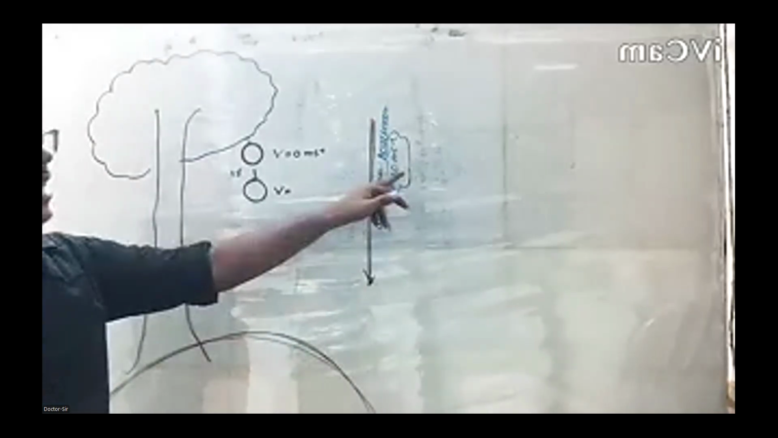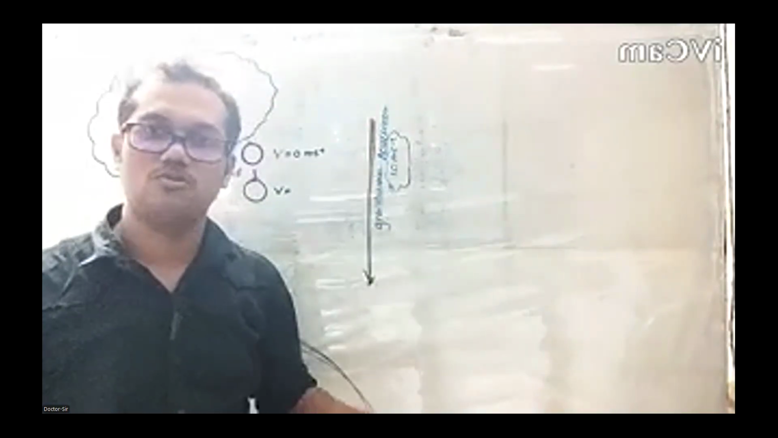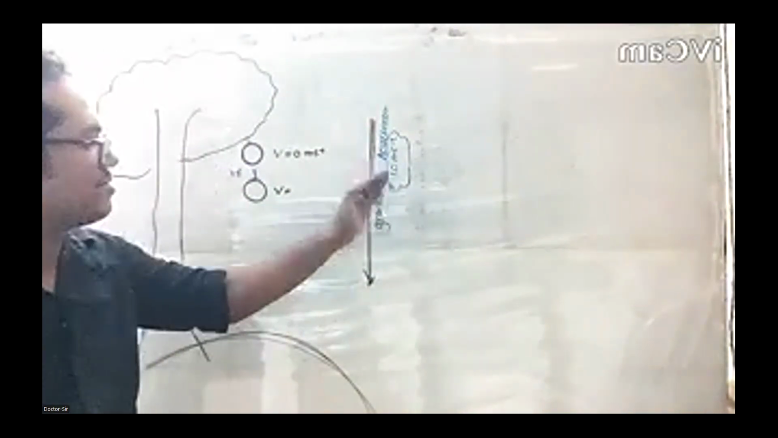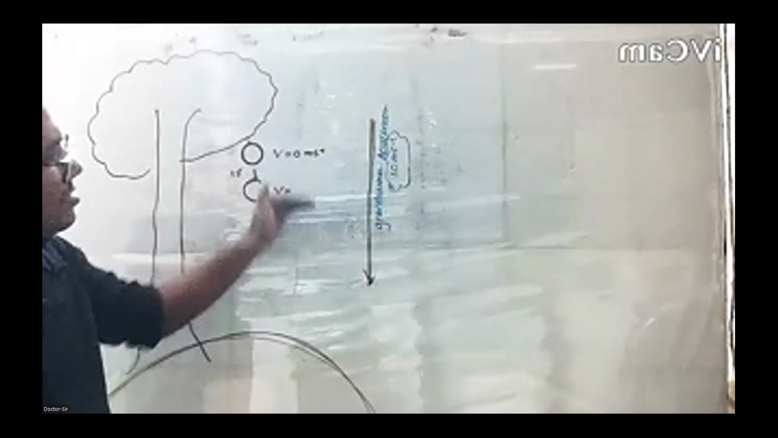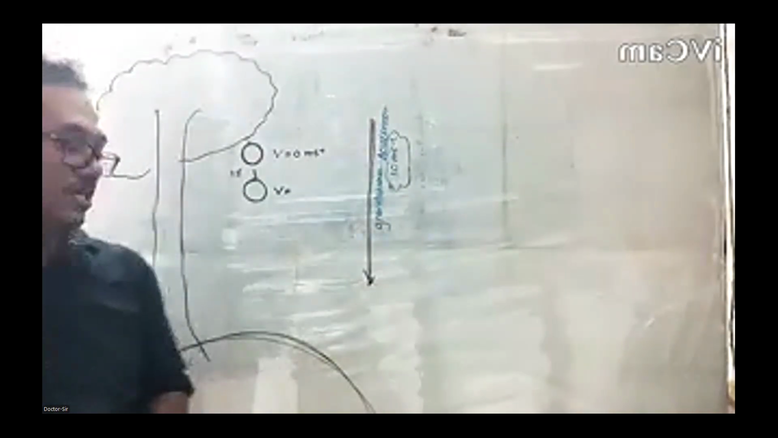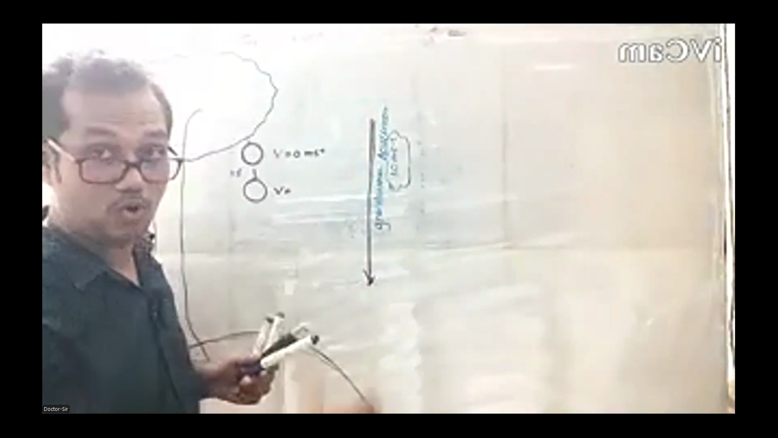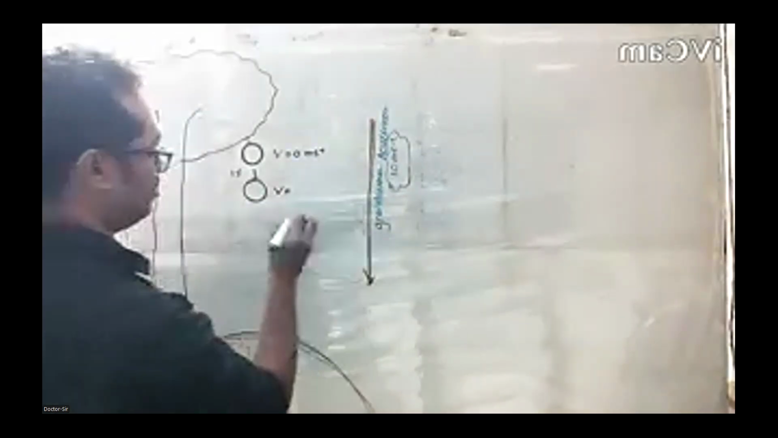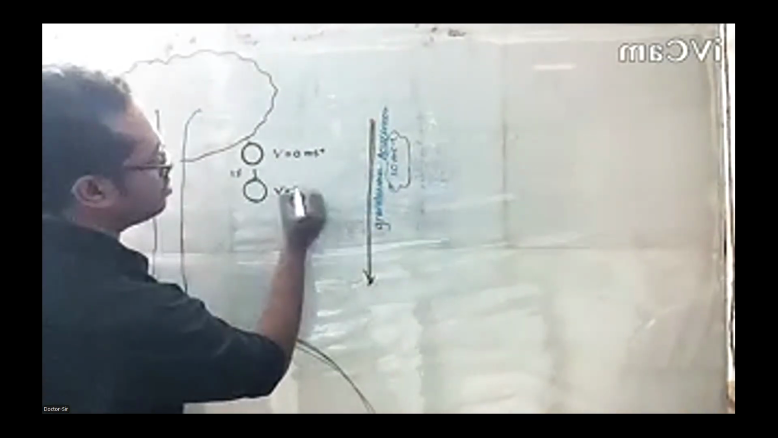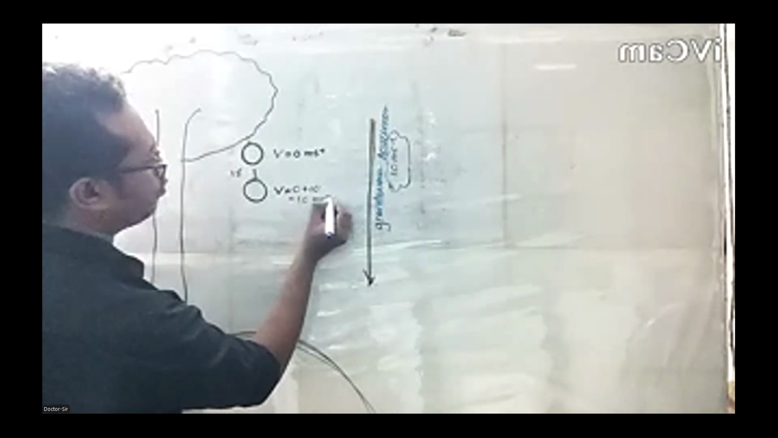So it has an acceleration. What is the value? 10 ms minus 2. Okay, so that is the acceleration. So it will accelerate towards the earth. Okay, it accelerates towards the earth by 10 every 1 second. Attract or accelerate by 10. So now 0 plus 10, that means 10 ms minus 1.